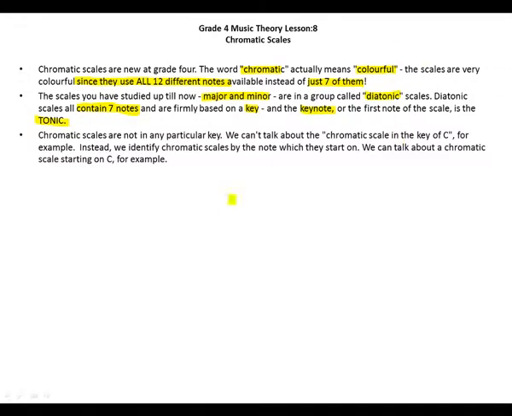Chromatic scales are not in any particular key. We can't talk about a chromatic scale in the key of C, for example. Instead, we identify chromatic scales by the note which they start on. We can talk about the chromatic scale starting on C, for example.